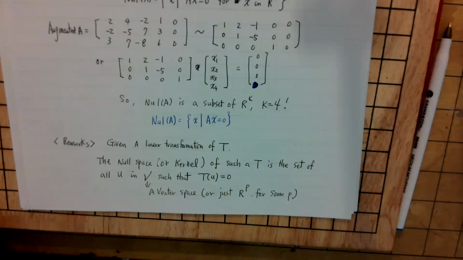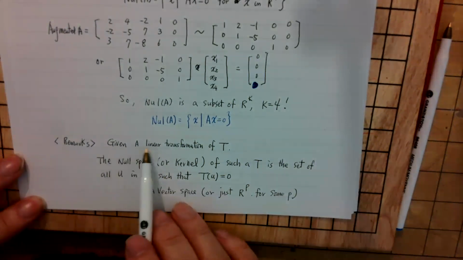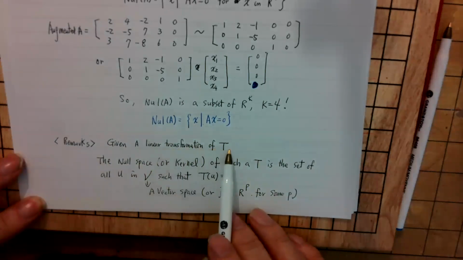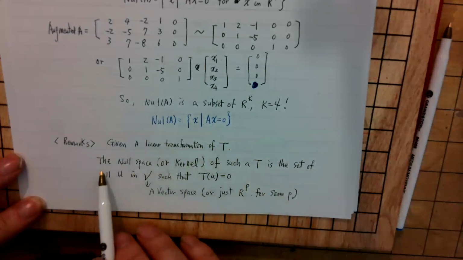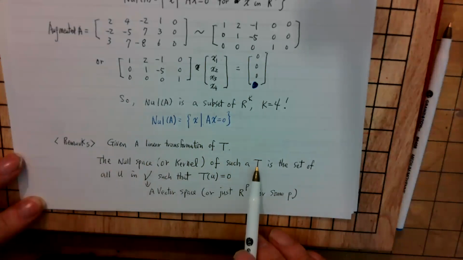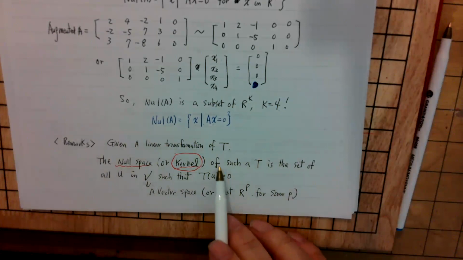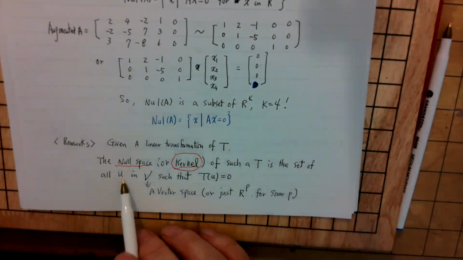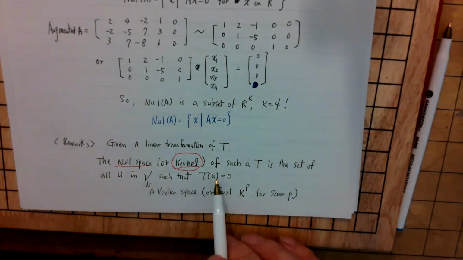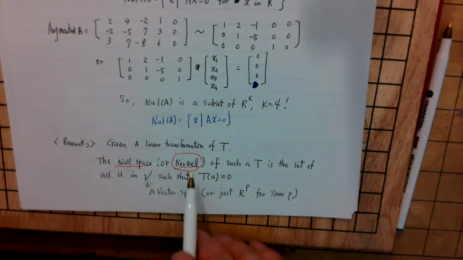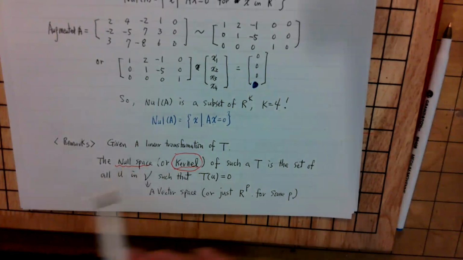Now I give you a new term. But this new term is actually related to something I already covered. We say A is a linear transformation T. Remember the linear transformation, you can write it in its standard matrix form, right? So the null space of such a linear transformation, or some people say the kernel, you can replace the null space by kernel, of such a T is the set of all u in V such that the linear transformation T on u maps to zero. That's called the kernel. But kernel is just the null space. So this is a new term to replace null space, just for your information.